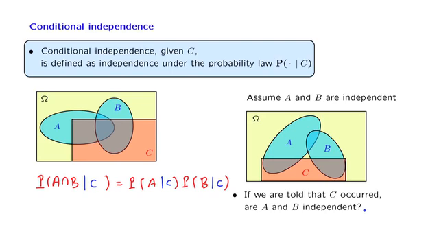Well, in the new universe where C has happened, events A and B have no intersection. As we discussed earlier, this means that events A and B are extremely dependent. Within C, if A occurs, this tells us that B did not occur. The conclusion from this example is that independence does not imply conditional independence. So, in this particular example, we saw that the answer here is no. Given C, A and B are not independent.